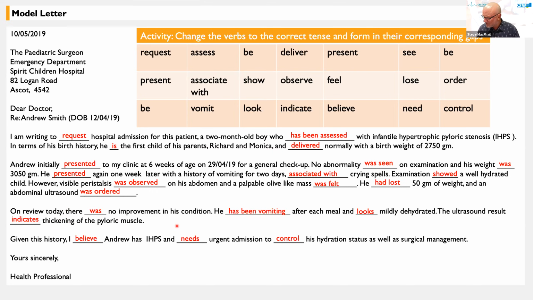Chris says, I thought most recent reviews should be in present tense. Yeah, you can see a lot of present tense there, looks and indicates and believes. Someone's asked, could we use the perfect tense had been vomiting? Yes, you could use had been vomiting, even that would be correct, because you're talking about what had happened before. Has been just makes it a little bit closer to now. It's probably why we use it.